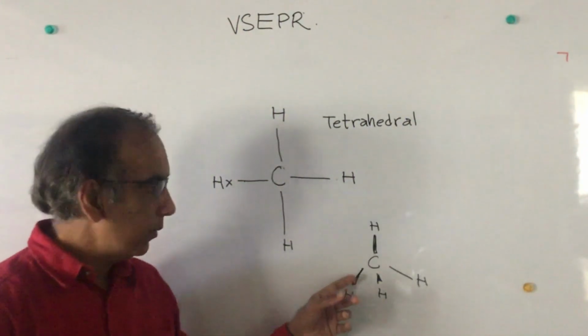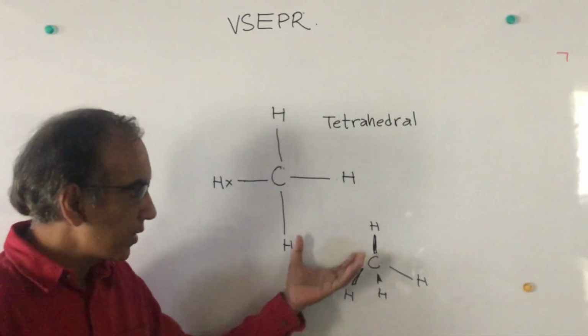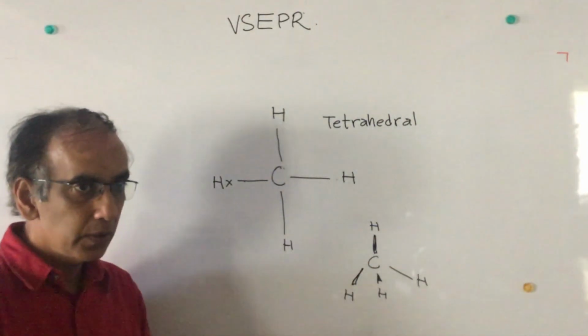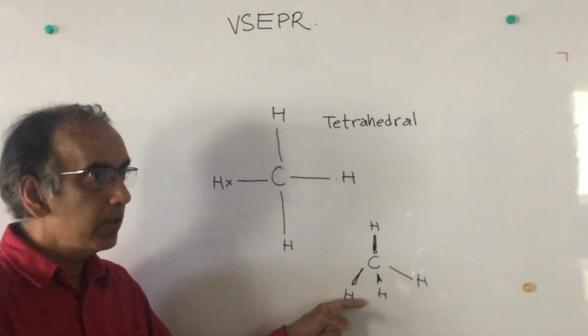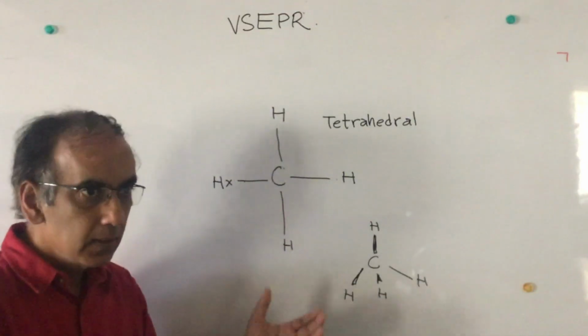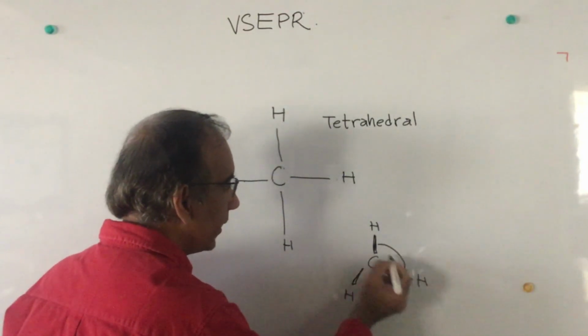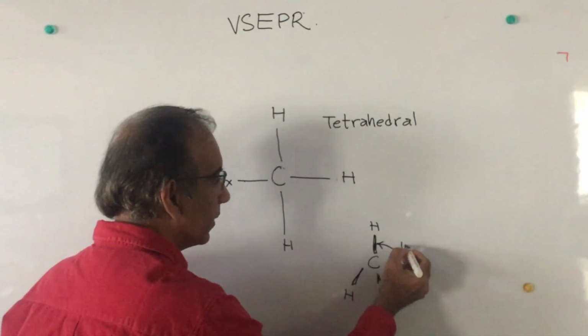In this format, we get a better representation of CH4's tetrahedral structure. And this too can be considered a Lewis electron dot diagram because it's got the 4 bonds. The bond angle here is 109.5 degrees.